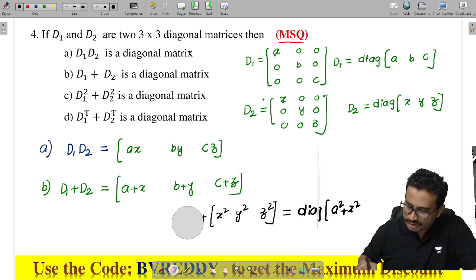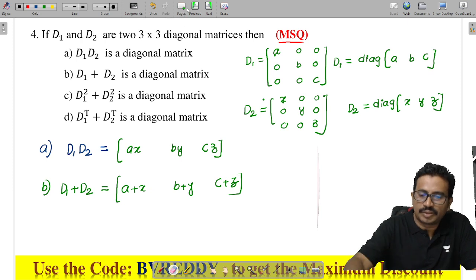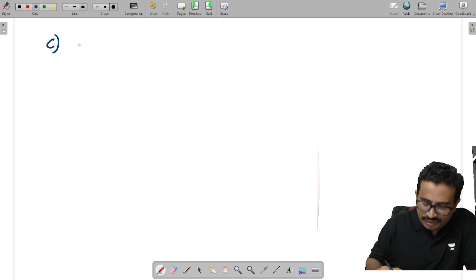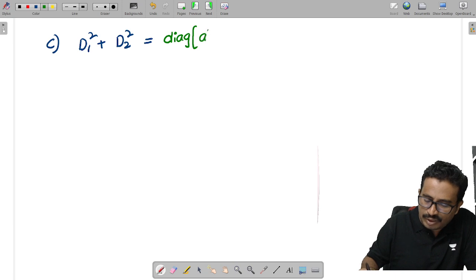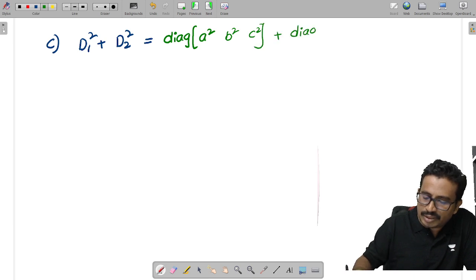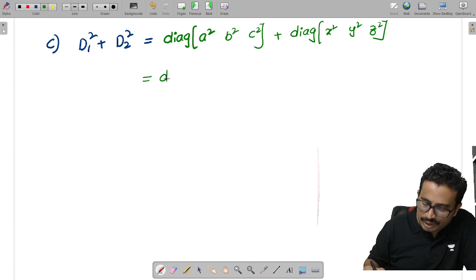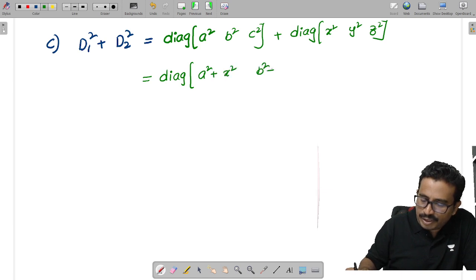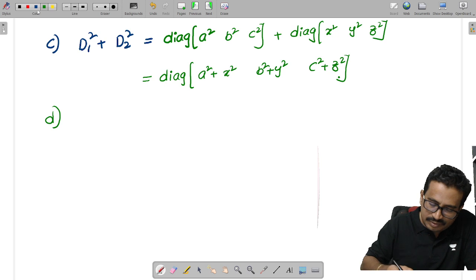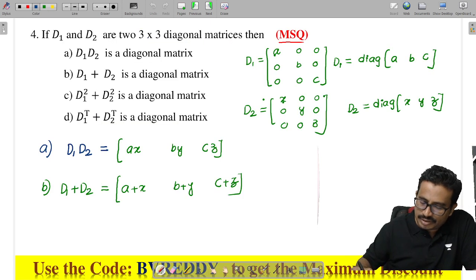Fine, let us move to the next page. Here in option C we are doing D1 square plus D2 square. D1 square is the diagonal of a square, b square, c square, plus the diagonal matrix of x square, y square, z square. By adding these two, I will get the diagonal matrix of a square plus x square, b square plus y square, c square plus z square. Done. Next. So option C is also correct.